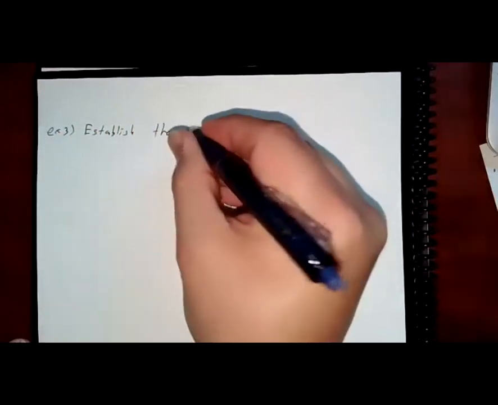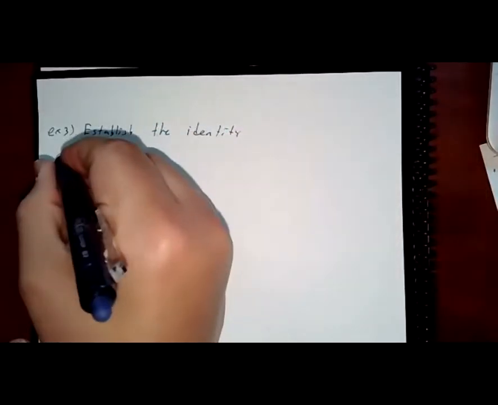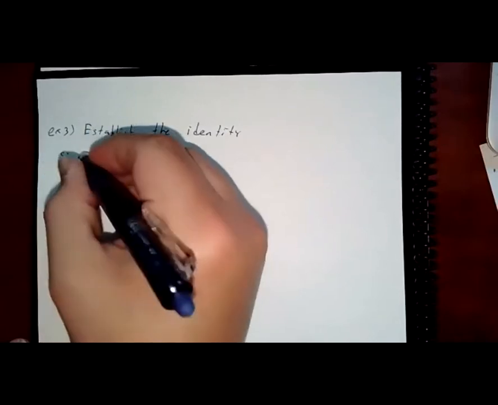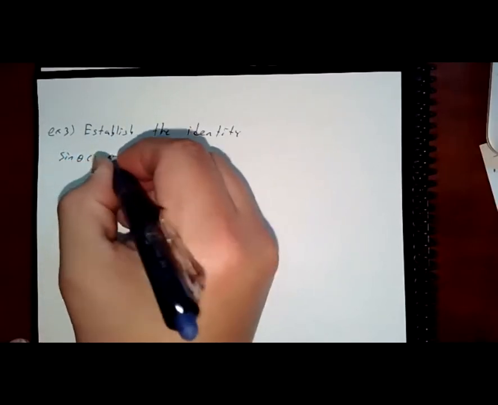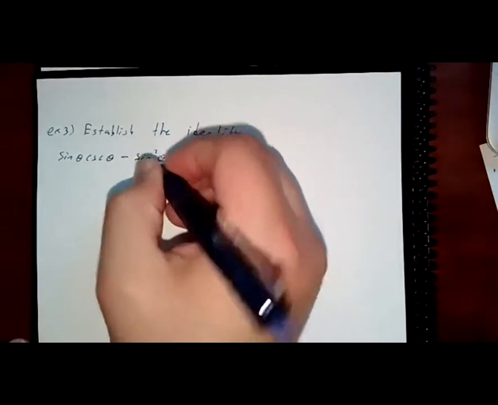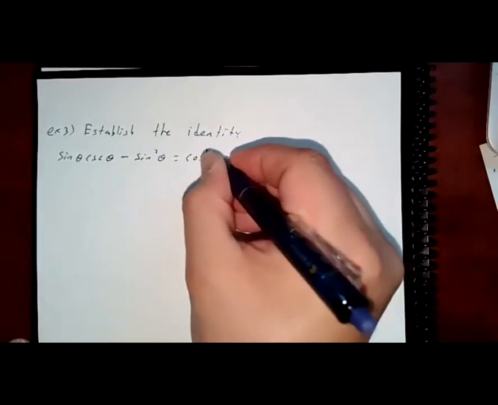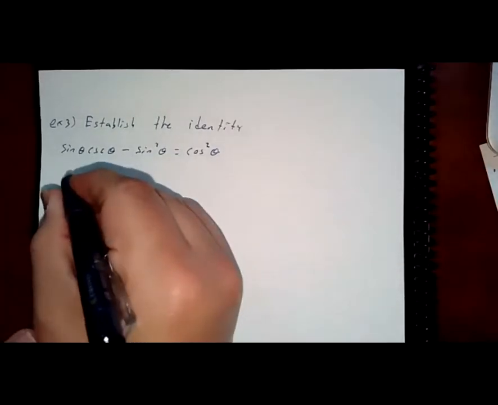So establish the identity. So that's what we're trying to do. We're not solving for anything. We're just showing that it's true. Sine theta cosecant theta minus sine squared theta equals cosine squared theta. So you pick a side, and then you show that you can change it into the other side. So I'm going to pick the complicated looking side. I'm going to start here.